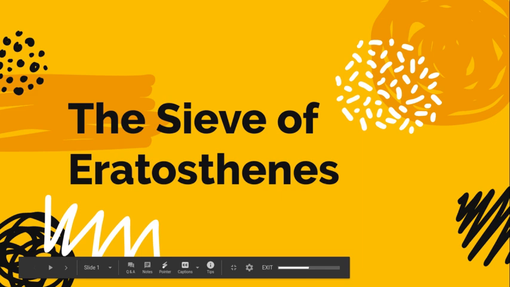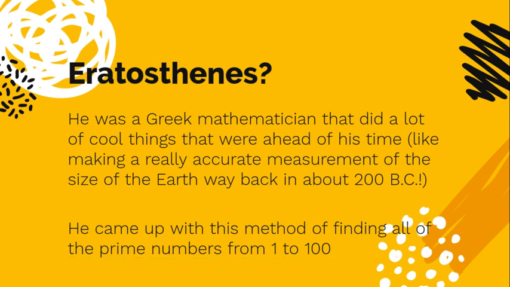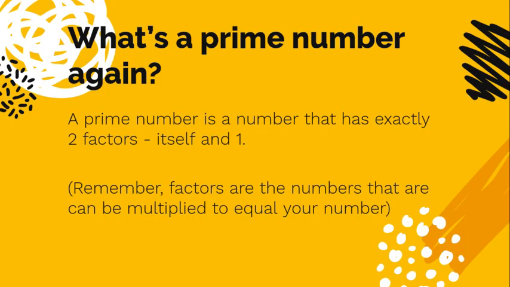We're gonna talk about the Sieve of Eratosthenes today, as we're learning about some prime and composite numbers here. So, who is Eratosthenes? You might ask. What word is that? He was a Greek mathematician a long time ago, like back in 200 BC, that did lots of cool things like making a really accurate measurement of the size of the Earth. But what we're interested in is that he came up with this method for finding all of the prime numbers from 1 to 100. So, what's a prime number again?